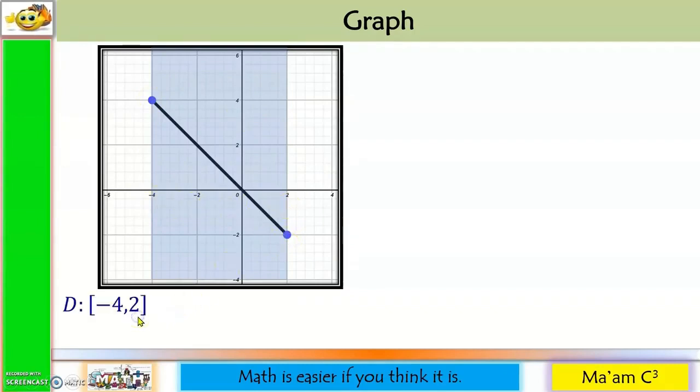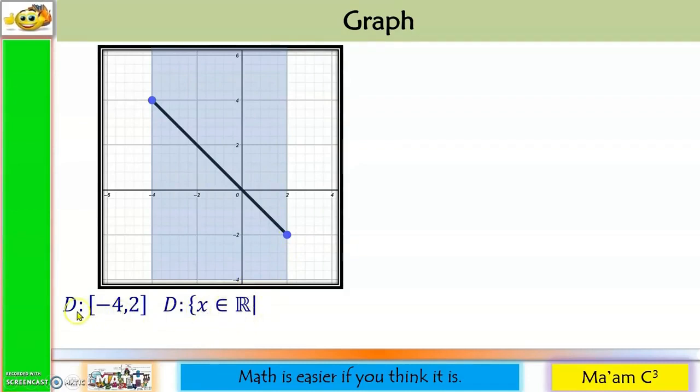So, we write it this way. We make use of brackets because the two endpoints are shaded circle, meaning they are included. Other teachers prefer writing in set builder notation. I'll teach you how. So, x is an element of real number such that.